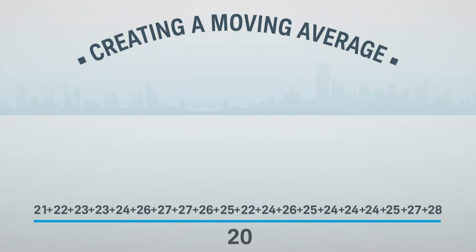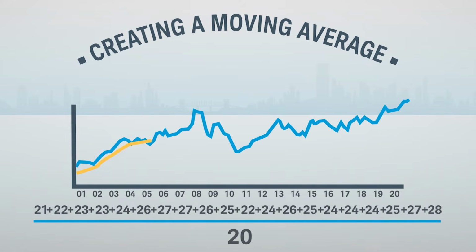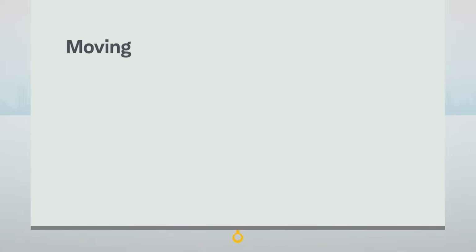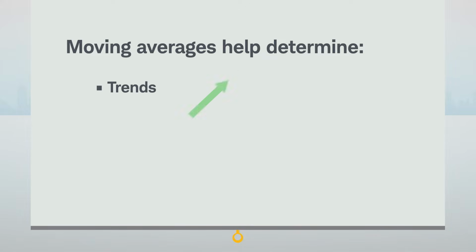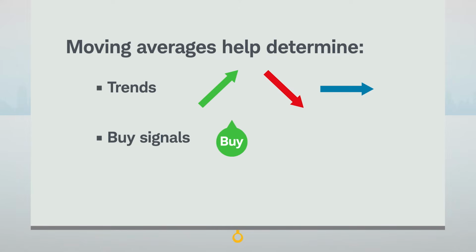This gives us today's 20-day average price, which is a short-term moving time frame and one that active traders may use. To create a moving average, each day will drop the last day in the time frame and add today's. A 20-day moving average can help determine short-term uptrends, downtrends, and sideways trends. Examining a security's moving average in relation to its current price can help investors identify potential buy signals.